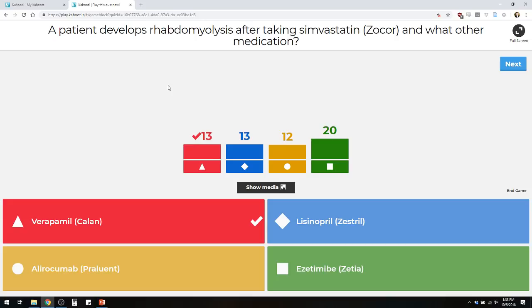There's actually another mechanism, one that I didn't spend too much time talking about: gemfibrozil, one of the fibrates, can raise your simvastatin levels pretty significantly as well. But again, this one was mainly focusing on the 3A4 aspect. So verapamil, as we said earlier, inhibits CYP3A4, so that would be the correct answer in this case. I could have alternatively put diltiazem on here as well, so be careful with that.